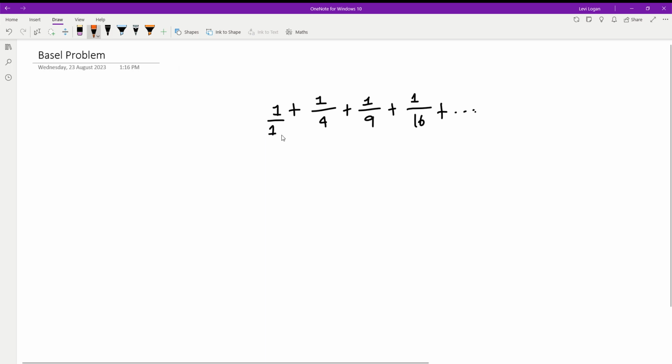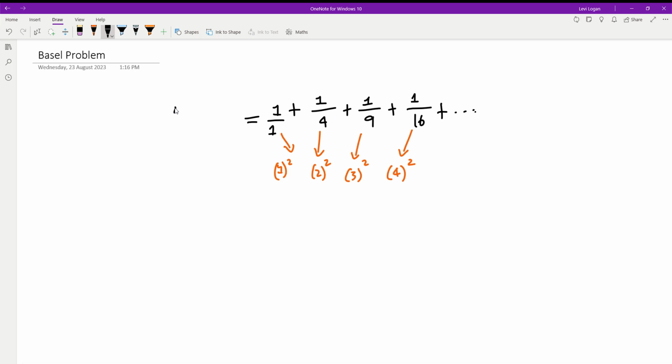So in other words, this here would be 1 squared. This here would be 2 squared, and this would be 3 squared, and this would be 4 squared. So an easier way to write this is in sum notation. So you can capture all this information in a couple of lines. So the sum from n equals 1 to infinity of 1 on n squared. This here basically gives this entire sum.